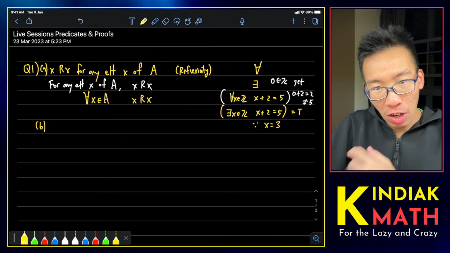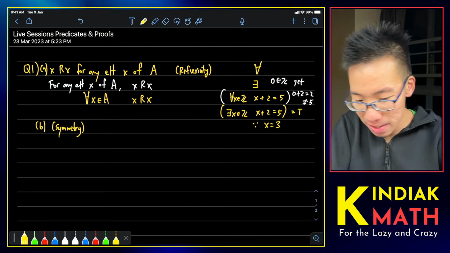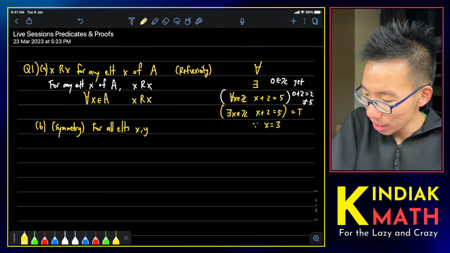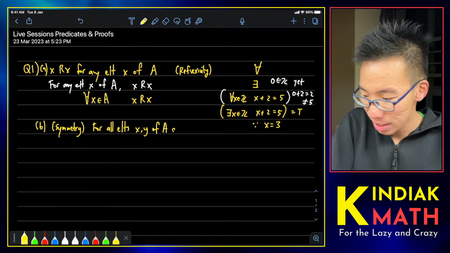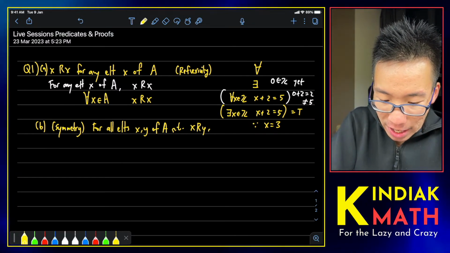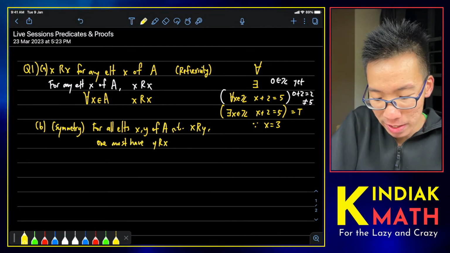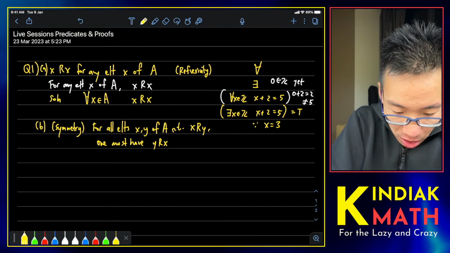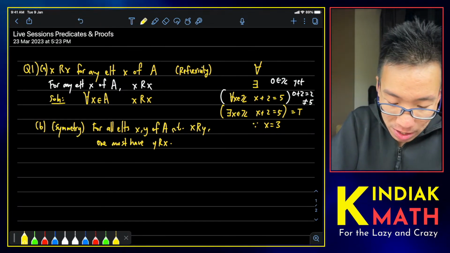So we have another concept, it's called symmetry. And it says this: for all elements x, y of A such that x is related to y, one must have y related to x. And we need to represent this using symbols. So here are our symbols once again.